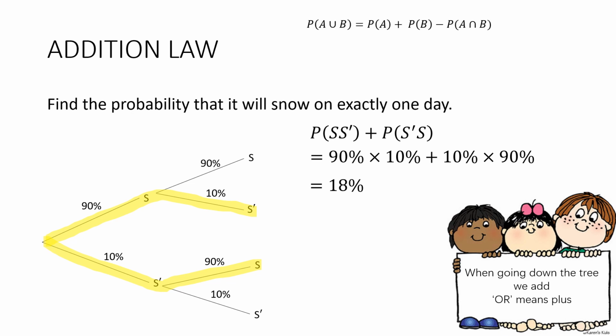Now you might be wondering why we didn't use the full rule. We just used the first two parts. Can you see that? We didn't ever take away the probability of the intersection between the two events. And the reason is these are mutually exclusive. As soon as it snows on a particular day, we call it a snow day, and you can't have it snowing and not snowing at the same time. So the probability of the intersection between those two events is 0.